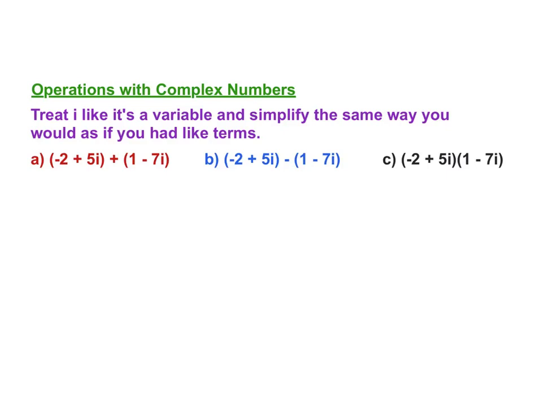So part A, this is addition. I'm adding -2 plus 5i to 1 minus 7i. So here's an addition problem. Same 2 complex numbers subtracting, same 2 complex numbers being multiplied together. Everything you know about algebraic expressions, combining like terms, and all that stuff applies to this. So, do these 3 problems.